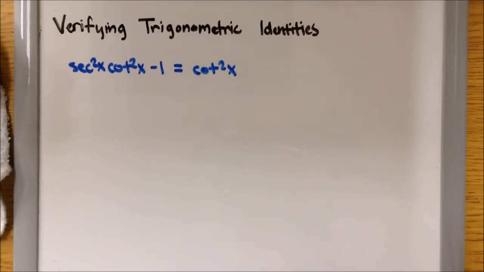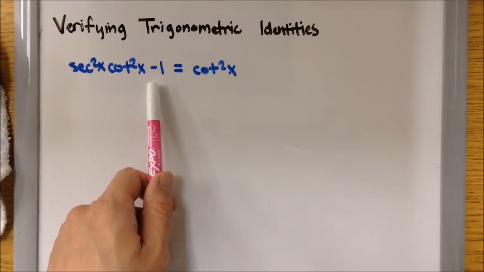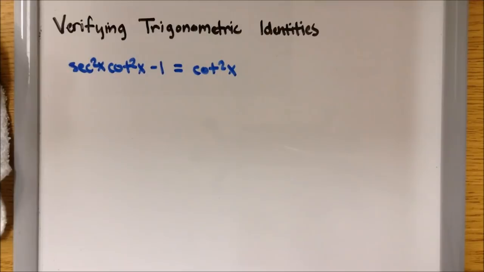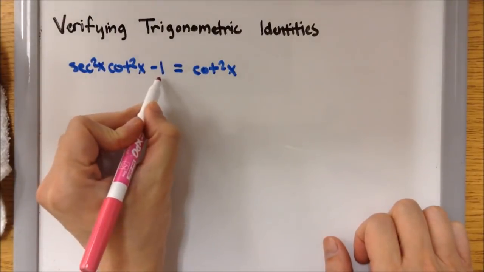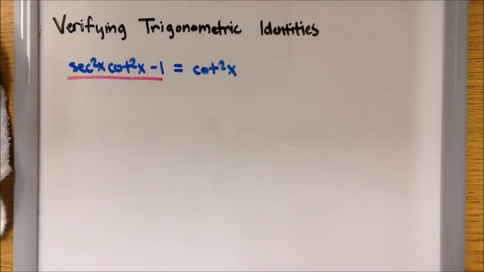Alright, in our second example, we have secant square x times cotangent square x minus 1 equal to cotangent square x. Now, again, we have a better sense of direction where we should go, which is cotangent square x. So we always work out the complicated side, the complex one, which is the left side. Here, I'm not sure what to use for secant square x, cotangent square x. So the best one I would think of is to rewrite into sine and cosine.